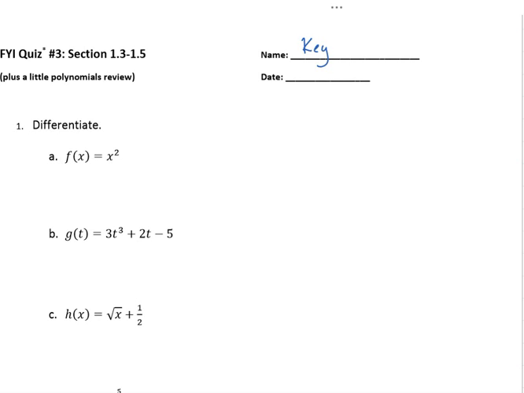This is the key for FYI quiz number 3. Okay, first part we're differentiating. Here I have x squared, so f prime of x: the exponent 2 comes in front, so I get 2 times x. The power goes down by 1, so it's x to the 1, which I can just leave as x.